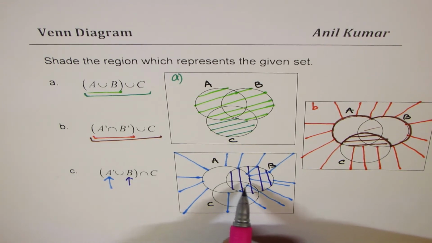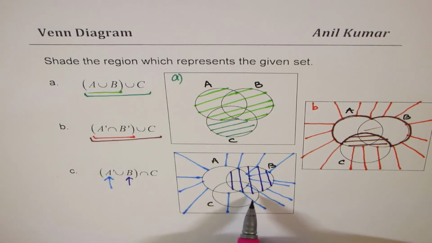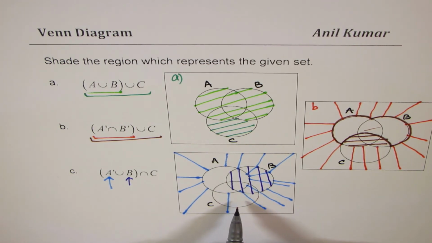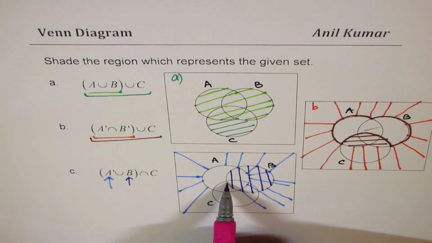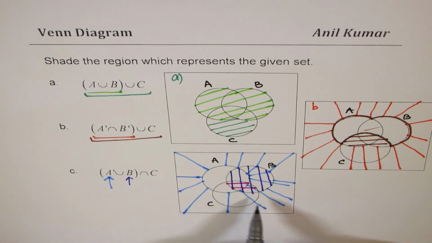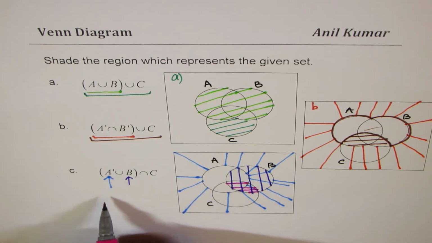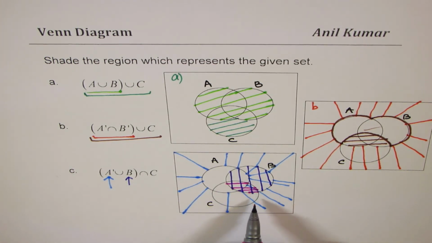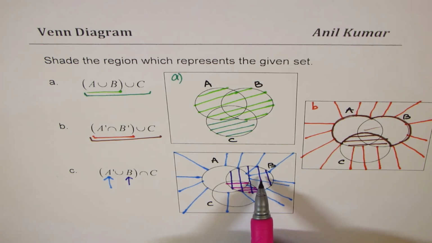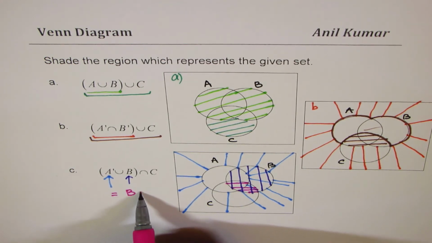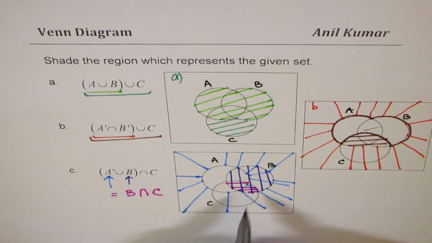So you can clearly see that with the first part, the intersection portion with C is this portion. You see that? So basically, what you also see here is that this is same as intersection of B with C, right? So this is basically equals to intersection of B with C, right? As shown here. So that is how you could do it.